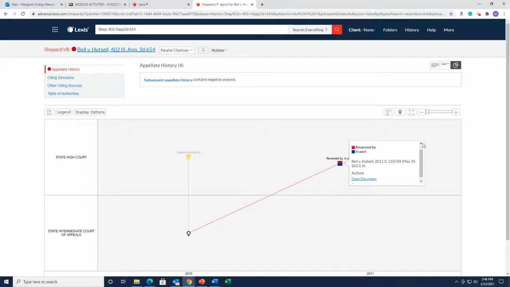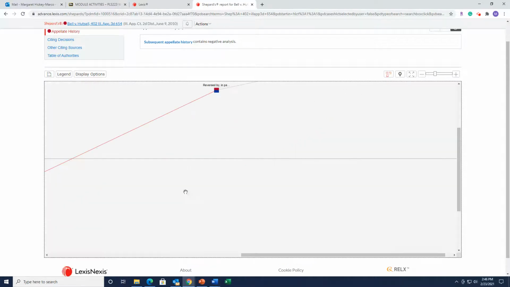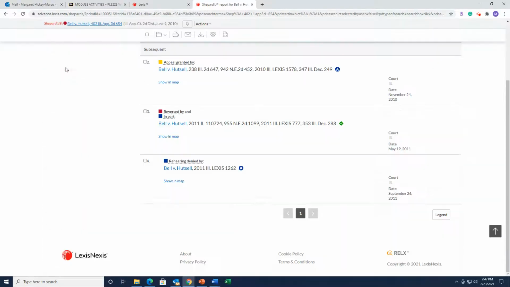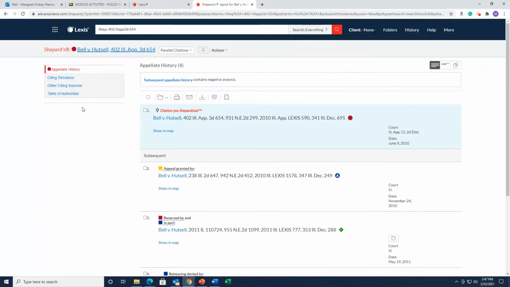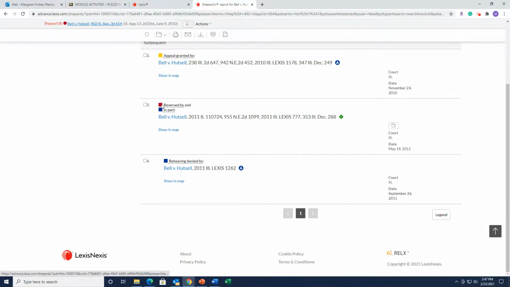my case I Shepardized, and then here was the Supreme Court case that denied it. Okay, so that's what the appellate history does. It tells me right here that there's negative analysis in my subsequent appellate history, the case I Shepardized, what happened after, and the bad thing that happened.